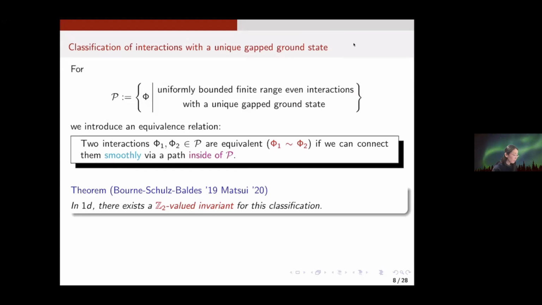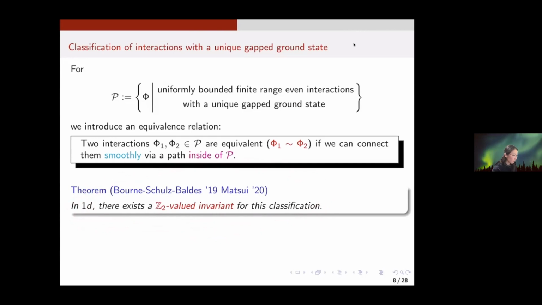And if we do consider this kind of classification in a one-dimensional quantum spin system, it is expected that there is only one equivalence class for this classification. However, in our fermionic setting, even in a one-dimensional system, it is known that there are multiple equivalence classes. Namely, this theorem by Bourne, Schulz-Baldes and Matsui is known. It says that there exists a Z2-valued invariant for this classification. So even in a one-dimensional system, a fermionic system has some interesting structure.